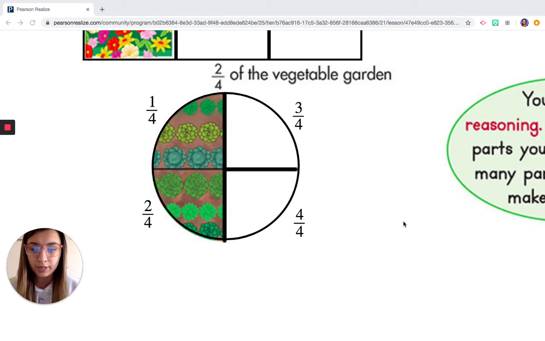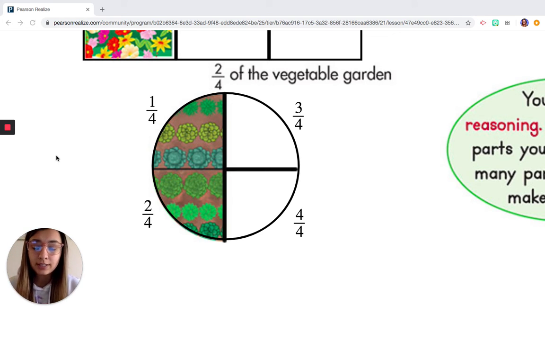I have drawn, to the best of my ability on the computer, the whole of the vegetable garden. So like I said, our denominator was 4, so that's how many parts I need. So here you see I have 1/4, 2/4, 3/4, and 4/4. So like I said, when the numerator and the denominator are the same, you have finished your whole.